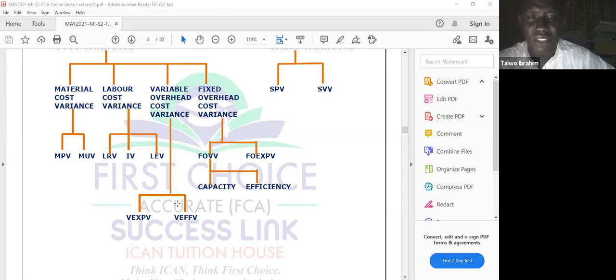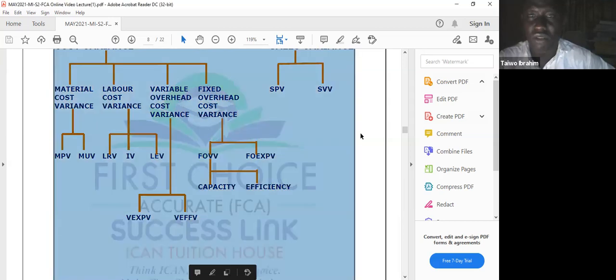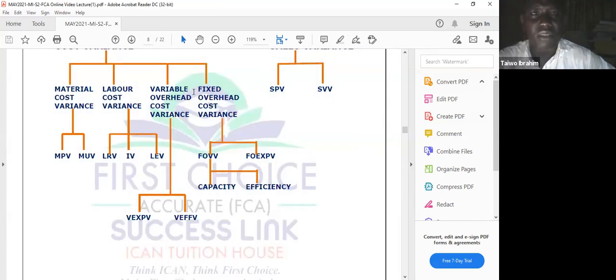Now, when we say variable overhead efficiency variance, what do we mean by this? We mean the variable overhead that is caused by efficiency or inefficiency of the worker. That simply means that if the worker is efficient or not efficient, it will impact on the variable overhead absorbed into the cost of product. That variance in variable overhead that is due to the efficiency or inefficiency of the worker is the variable overhead efficiency variance.